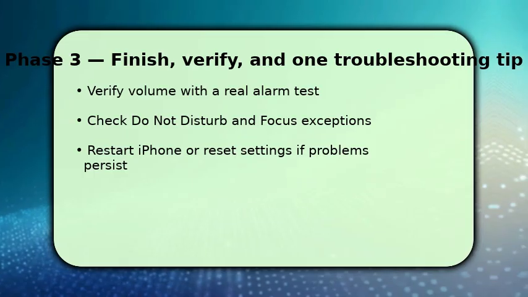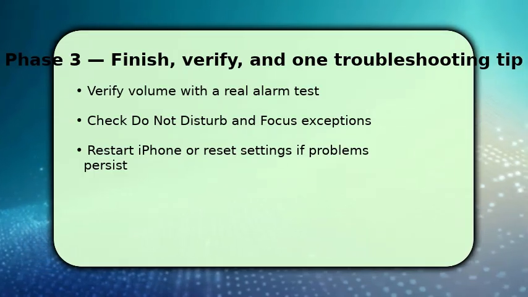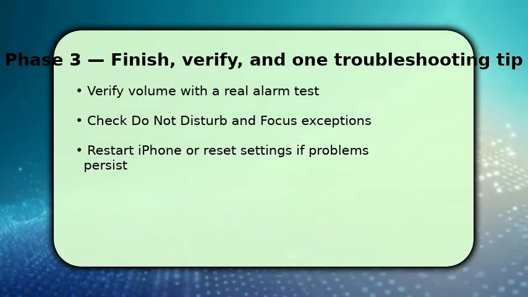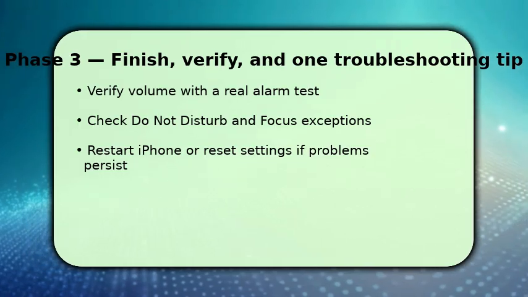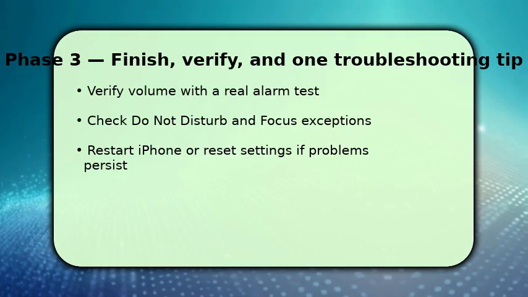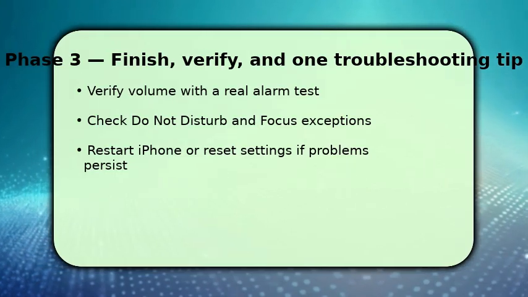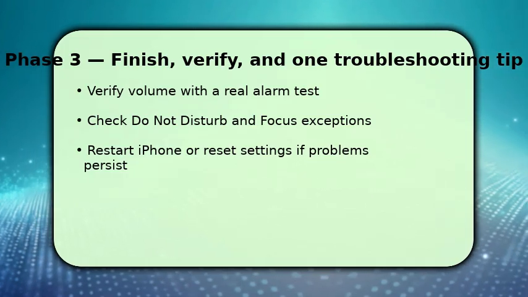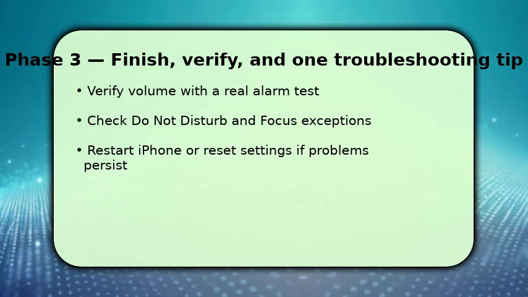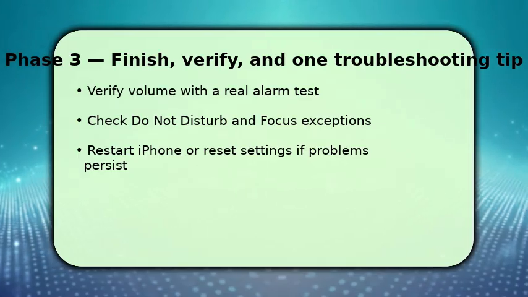Once done, review focus or do not disturb exceptions to ensure alarms are allowed. Alarms are allowed by default, but custom focus modes can block notifications. If alarms still sound wrong, restart the iPhone and, if needed, reset all settings. One key troubleshooting tip: test with a different alarm tone to isolate tone versus system volume issues.